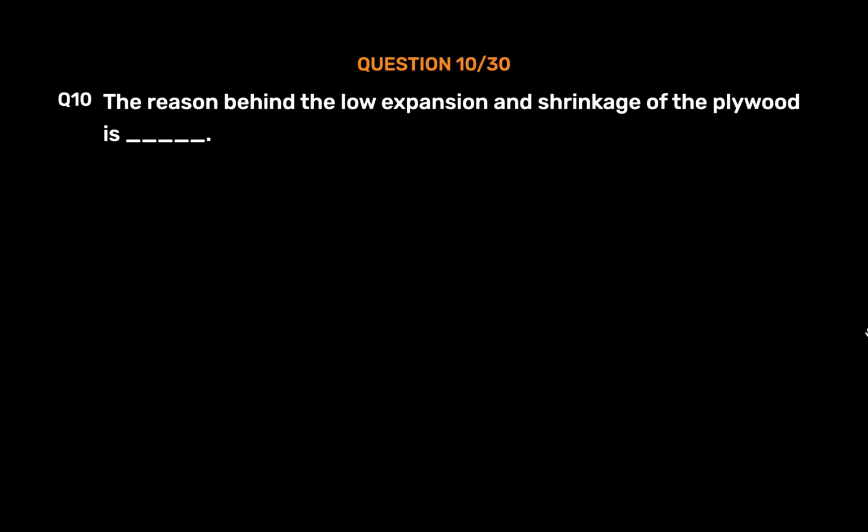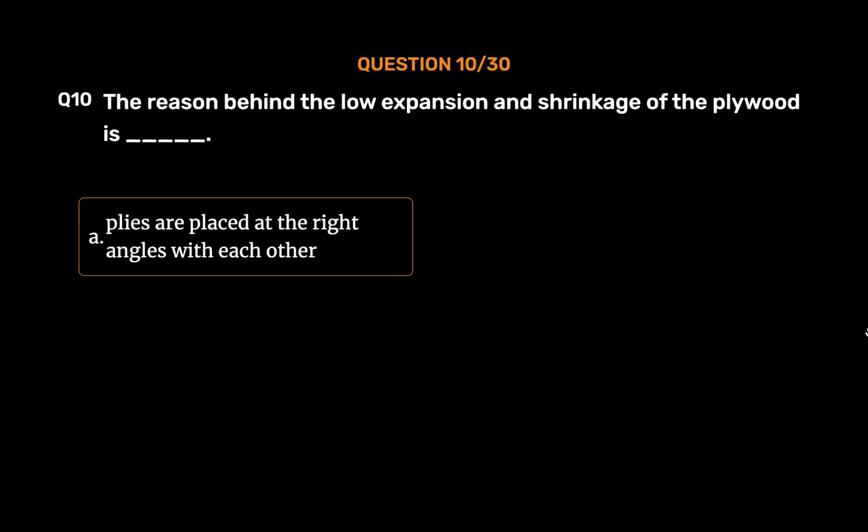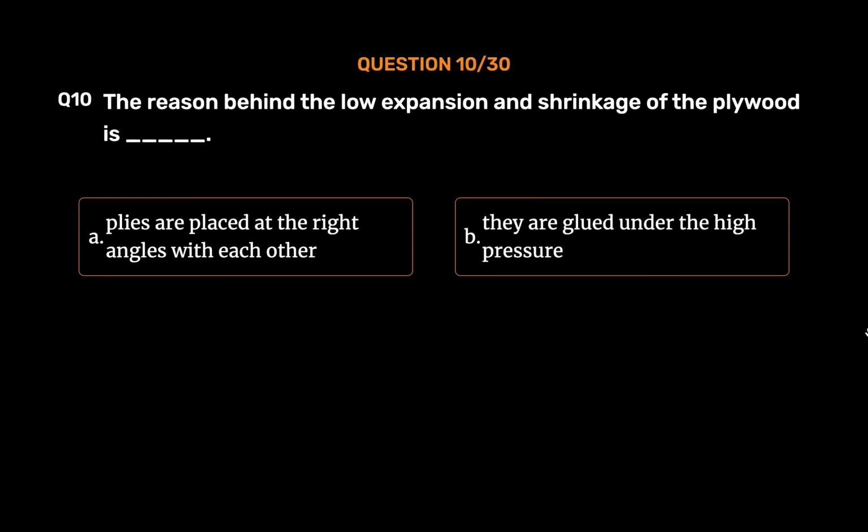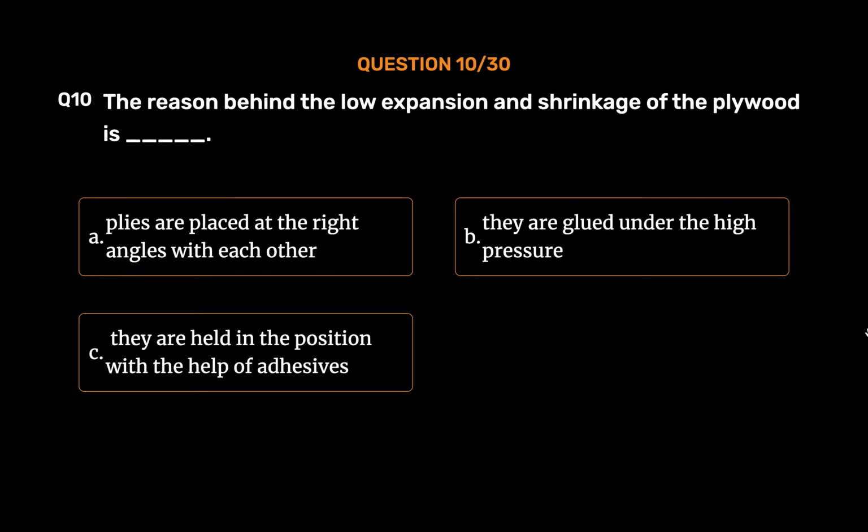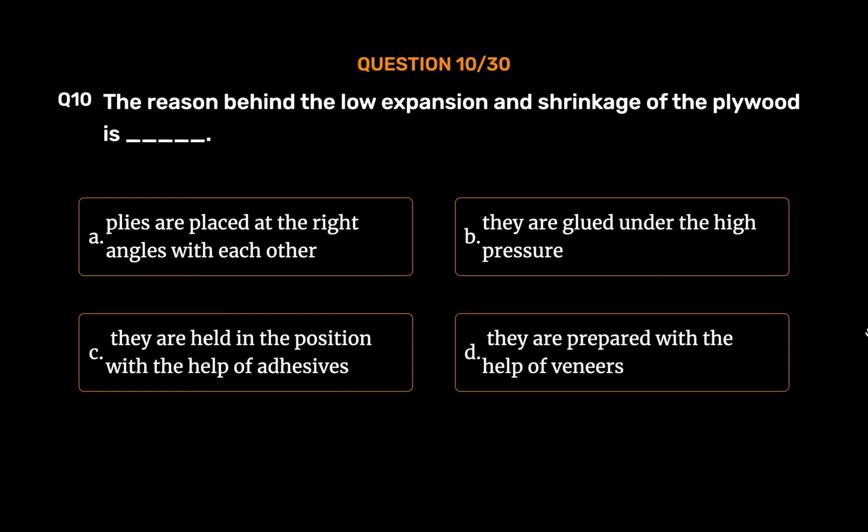Question number 10. The reason behind the low expansion and shrinkage of the plywood is _. Option A, plies are placed at the right angles with each other. Option B, they are glued under the high pressure. Option C, they are held in position with the help of adhesives. Option D, they are prepared with the help of veneers. The correct answer is option A, plies are placed at the right angles with each other.